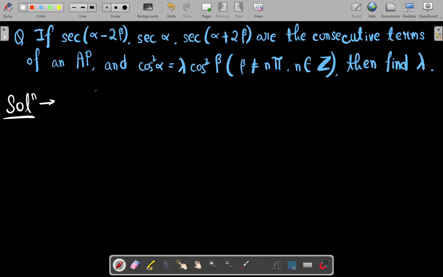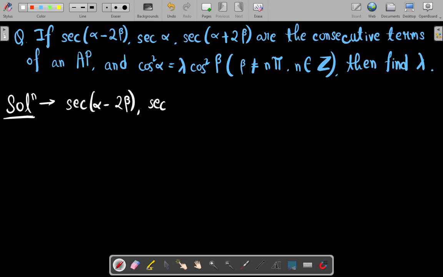Hello everyone. In this question, it is given that sec(alpha minus 2 beta), sec alpha, and sec(alpha plus 2 beta) are consecutive terms of an arithmetic progression, and cos square alpha equals lambda times cos square beta, where beta is not equal to n pi, where n is an integer. We have to find the value of lambda.